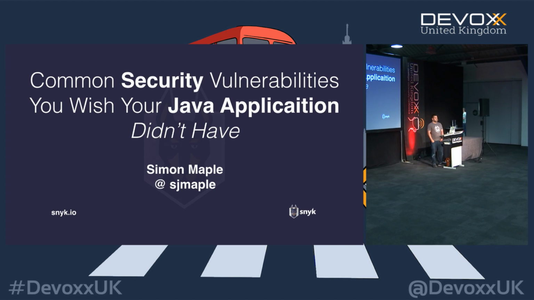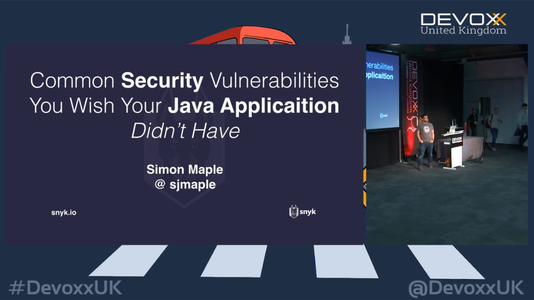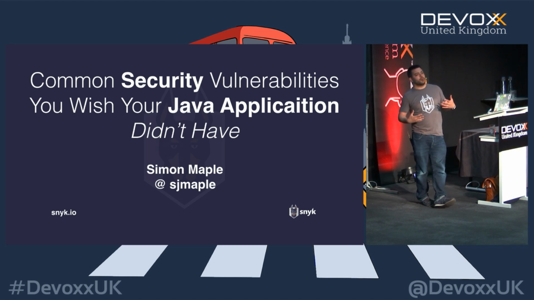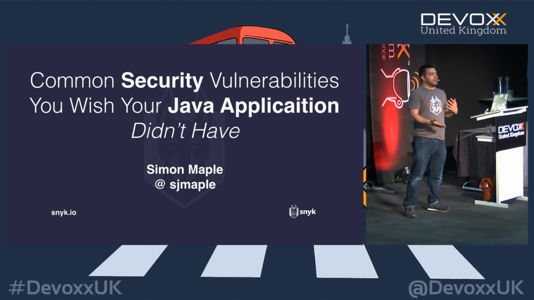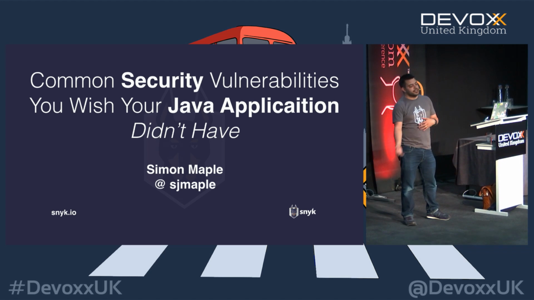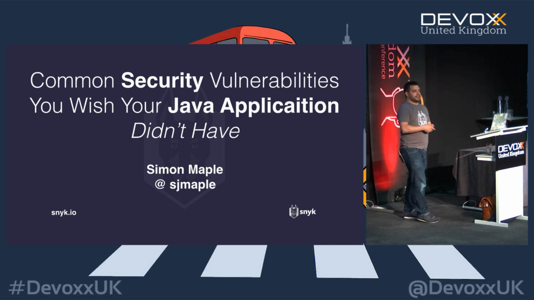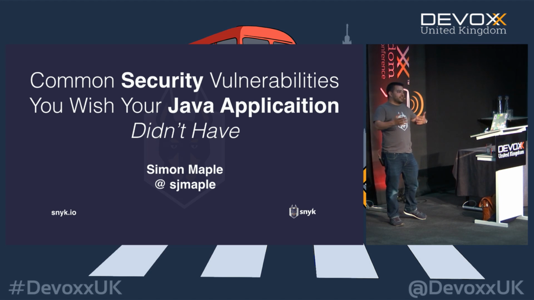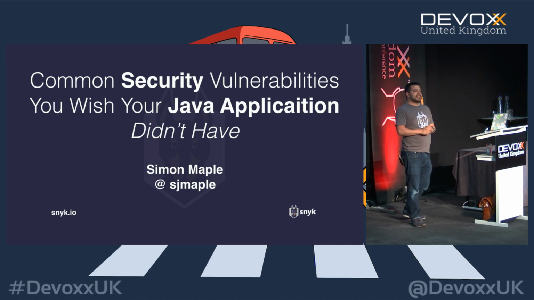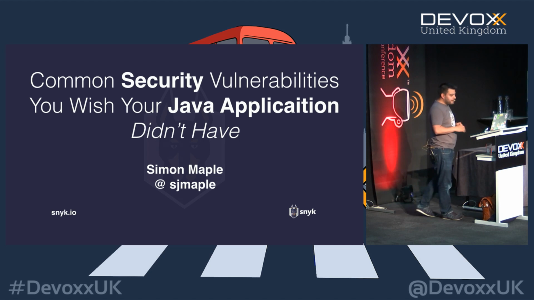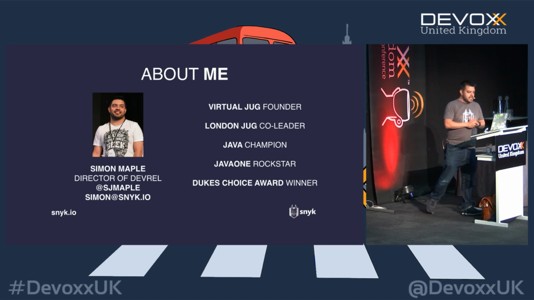Thank you very much for attending this session. We're going to be talking about some common security vulnerabilities that you wish your Java application didn't have. We're going to talk about a whole bunch of vulnerabilities, and we're going to do quite a bit of live hacking of existing libraries, both in the Java world and the Node world. A vulnerability is a vulnerability, whether it's coming from a Java package or a Node package, so it doesn't really matter that we mix the implementation too much, but the vulnerability is what we're going to be talking about most here.